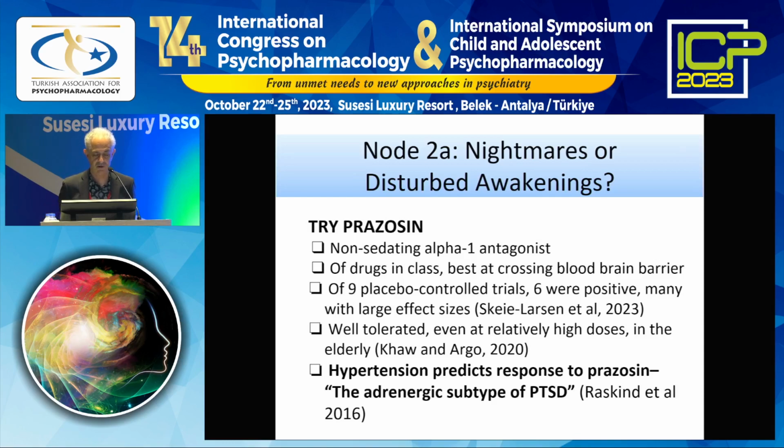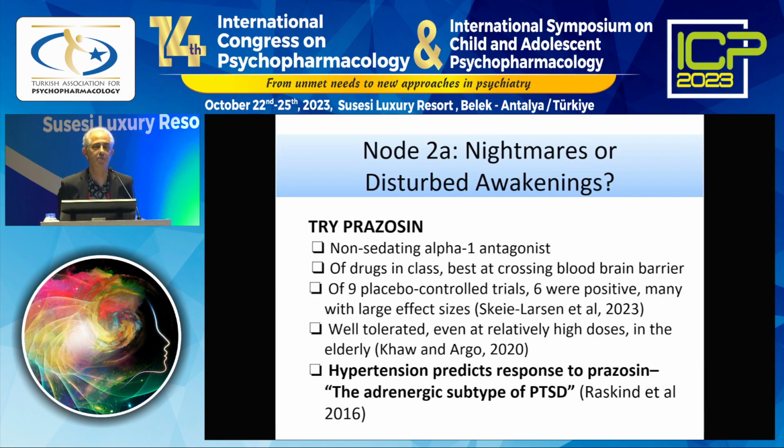And Raskind has done this quite interesting work to see if he can find predictors, because as was stressed in the last lecture on antidepressants you just heard, for every drug, and prazosin's no exception, there are responders, there are non-responders, and people who get worse on it.